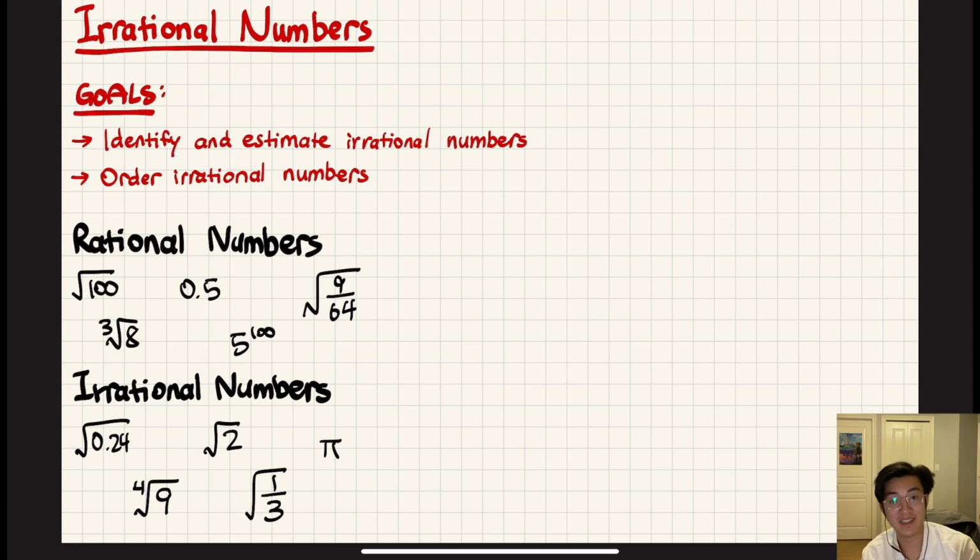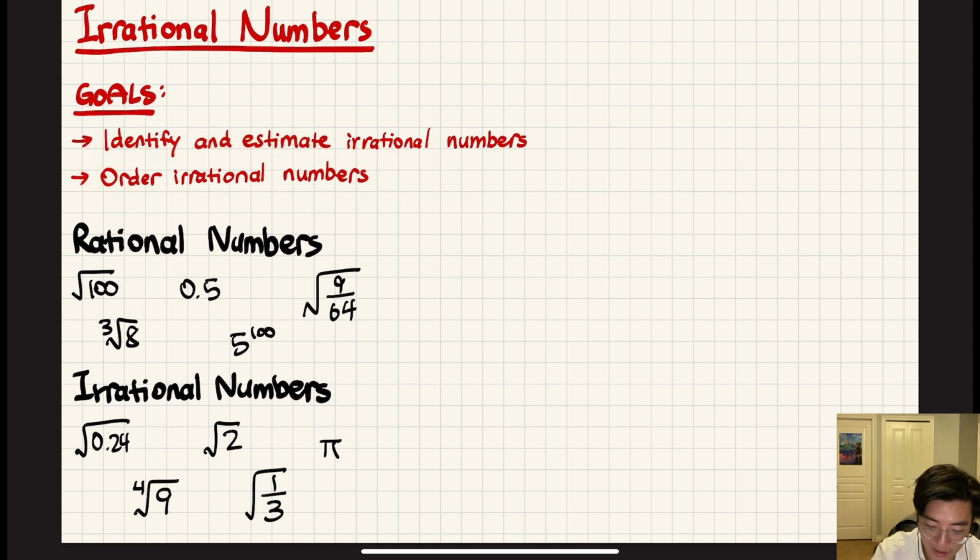Alright, so the goal for today is to define what an irrational number is, be able to identify them, and be able to estimate them, using the skills we learned in the last lesson on estimating roots. And with all of those skills combined, we can then order those irrational numbers from smallest to biggest, biggest to smallest, all that kind of stuff.